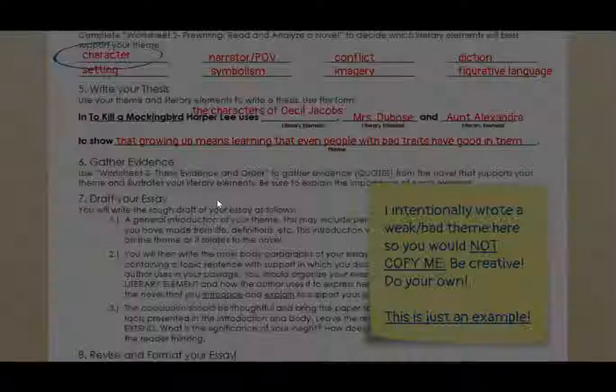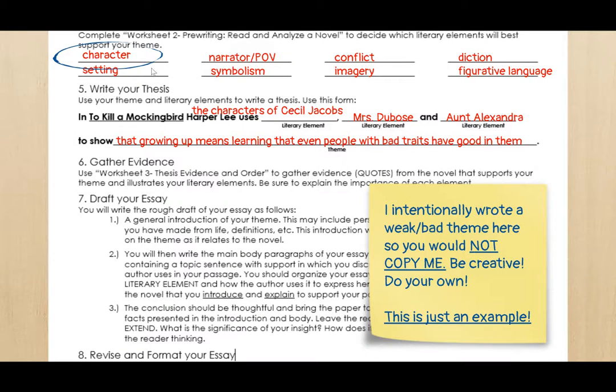Another thing you can also do, and I did that here, is you can focus on one literary element. You could do this with symbolism or you could do this with character. You can choose whatever characters are present maybe in your passage or what symbols you think are present in your passage, whatever it happens to be. So this one we have characters, and I chose 3 different characters, and this is how your thesis would read. In To Kill a Mockingbird, Harper Lee uses the characters of Cecil Jacobs, Mrs. DeBose, and Aunt Alexandria to show that growing up means learning that even people with bad traits have good in them.